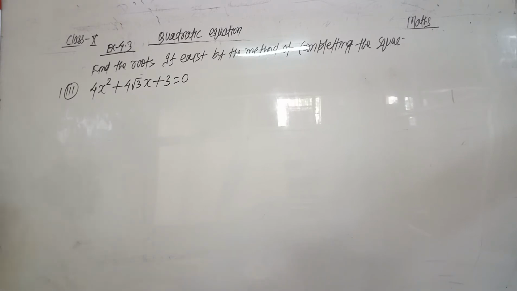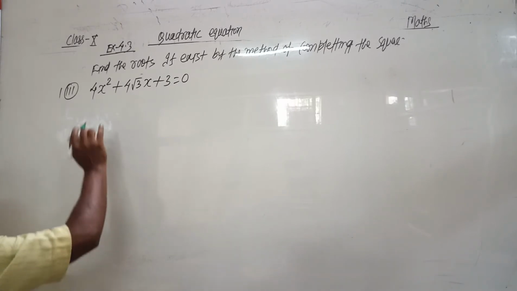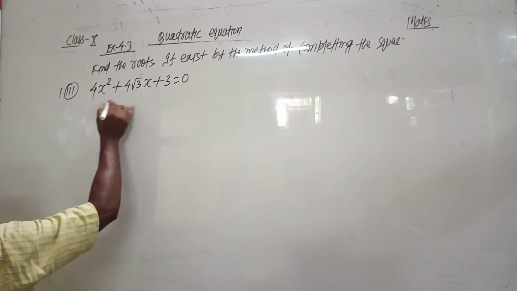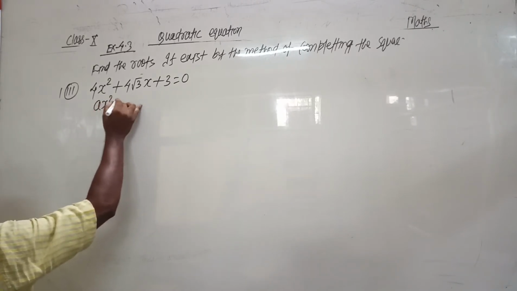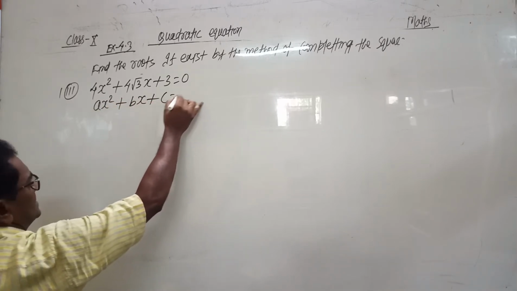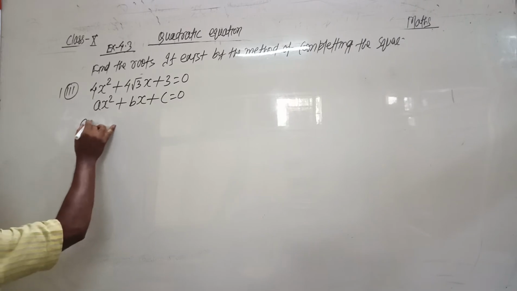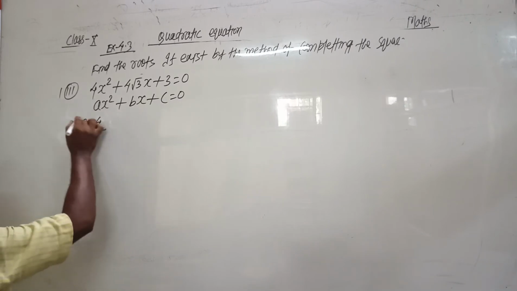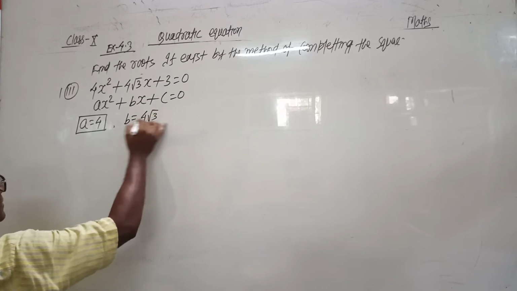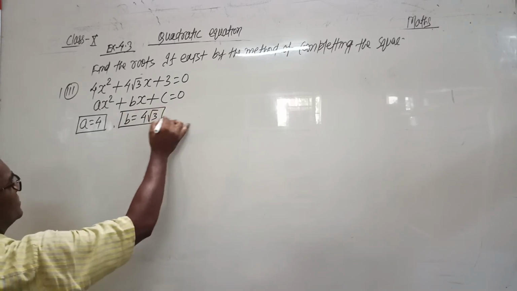So firstly we have to check whether the roots exist or not. So for existence, firstly we compare with the standard equation ax square plus bx plus c equals to 0. Value of a is 4. The value of b is 4 root 3. And the value of c is 3.